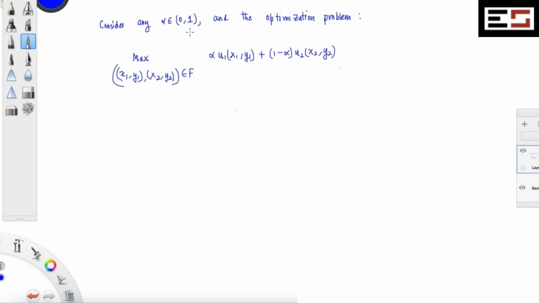Okay, we'll prove that, consider any alpha between 0 and 1, and look at this optimization problem. Solution to this problem will be Pareto efficient. Okay, so solution to this problem is Pareto efficient.